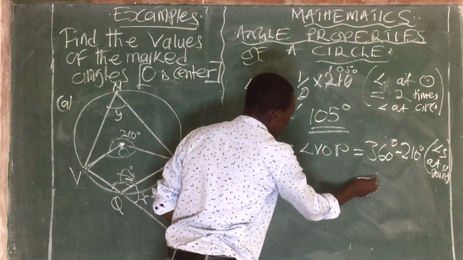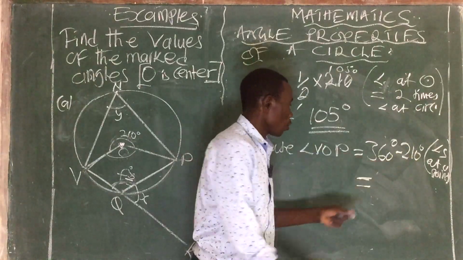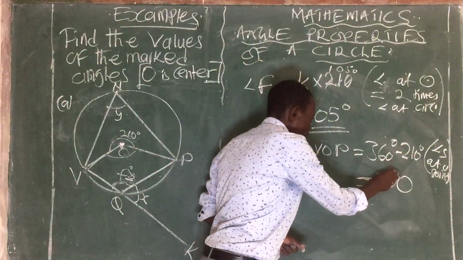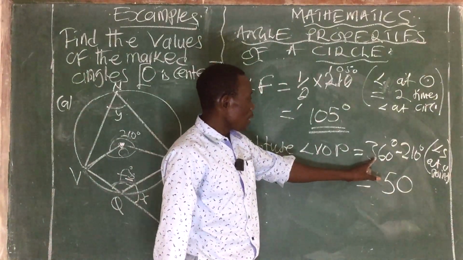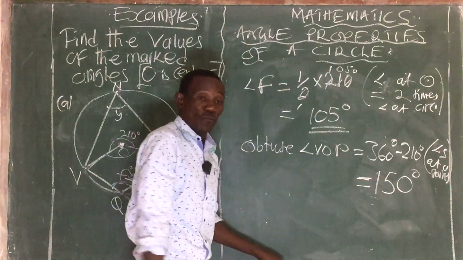Right, now when we subtract the two, we have 0 minus 0, we get 0, and then 6 minus 1, we get 5, and then we have 3 minus 2, we get what? 1. So that is 150 degrees.